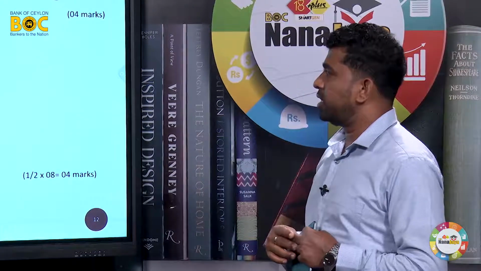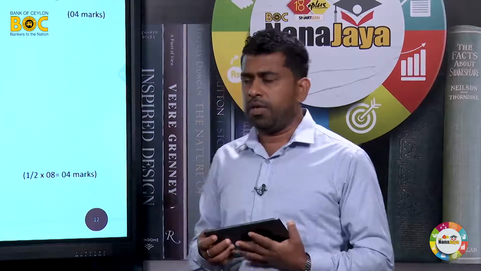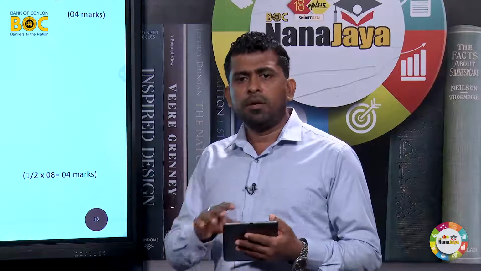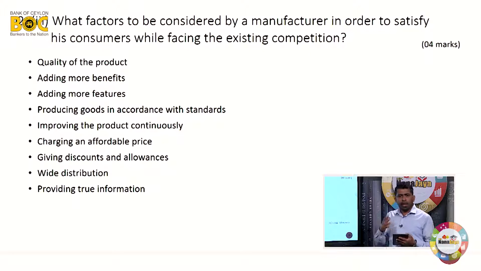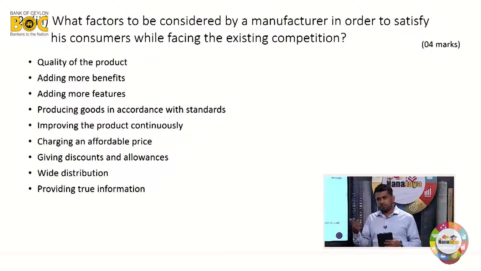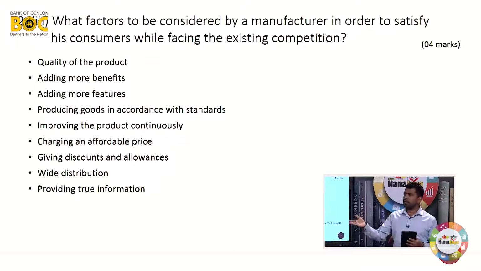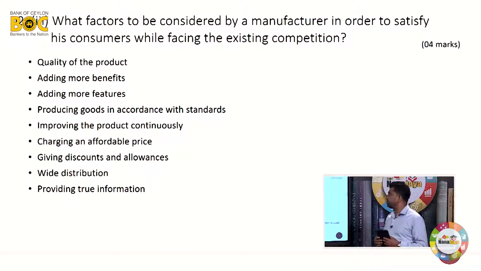Adding more features, different benefits can be added. If you take a mobile phone as an example, we consider the different features included in that mobile phone. So if we add more features, we can satisfy customers as well as face competition. Producing goods in accordance with standards, that means we can produce quality goods. By producing quality goods, we can compete with competitors as well as ensure customer satisfaction.